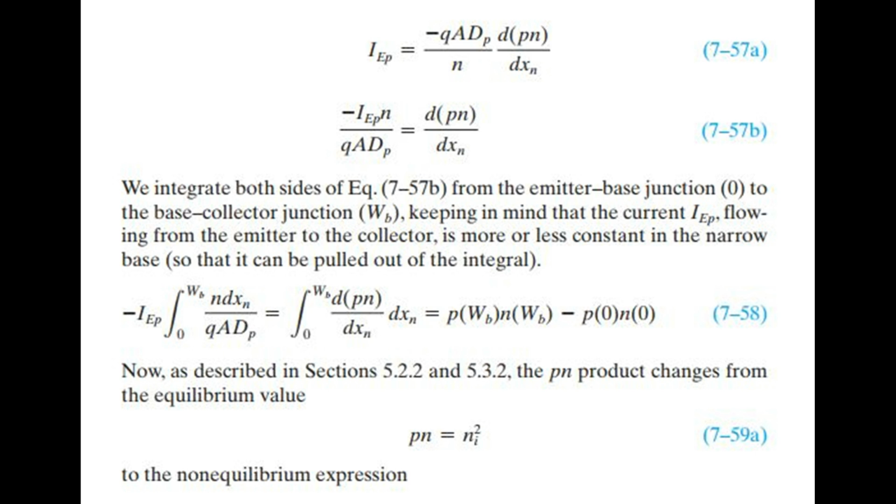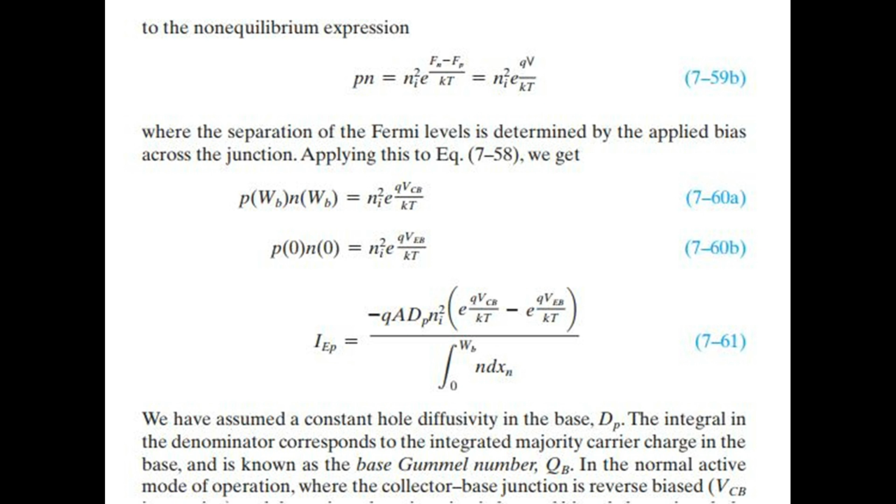Now, as described in sections 5.2.2 and 5.3.2, the pn product changes from the equilibrium value to the non-equilibrium expression, where the separation of the Fermi levels is determined by the applied bias across the junction. Applying this to EQ 7.58, we have assumed a constant hole diffusivity in the base, D_P. The integral in the denominator corresponds to the integrated majority carrier charge in the base, and is known as the base Gummel number, Q_B. In the normal active mode of operation, where the collector-base junction is reverse biased, V_CB is negative, and the emitter-base junction is forward biased, the emitter hole current flowing to the collector, which is the dominant current, becomes: We can similarly write the base electron current flowing back into the emitter as, where Q_E is the integrated majority carrier charge in the emitter, known as the emitter Gummel number.